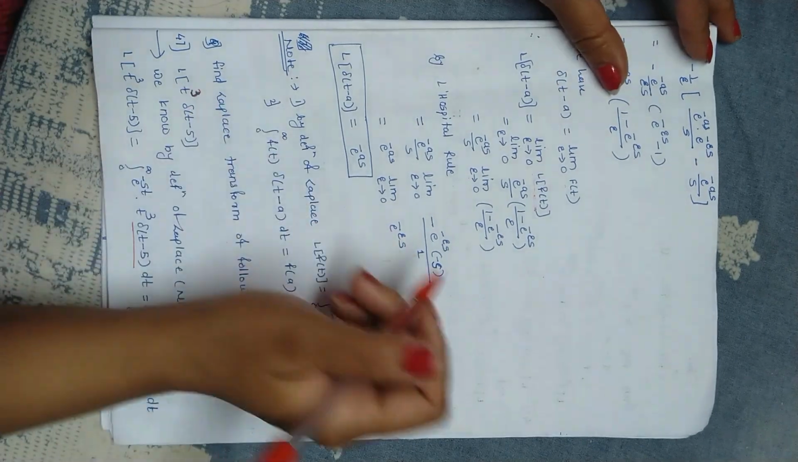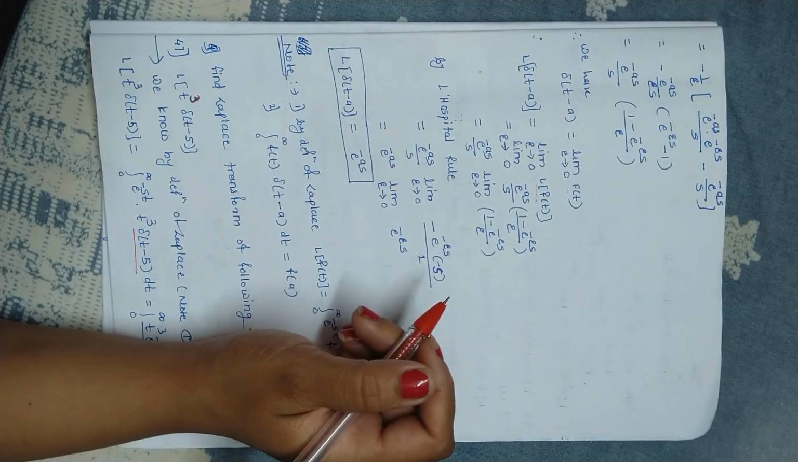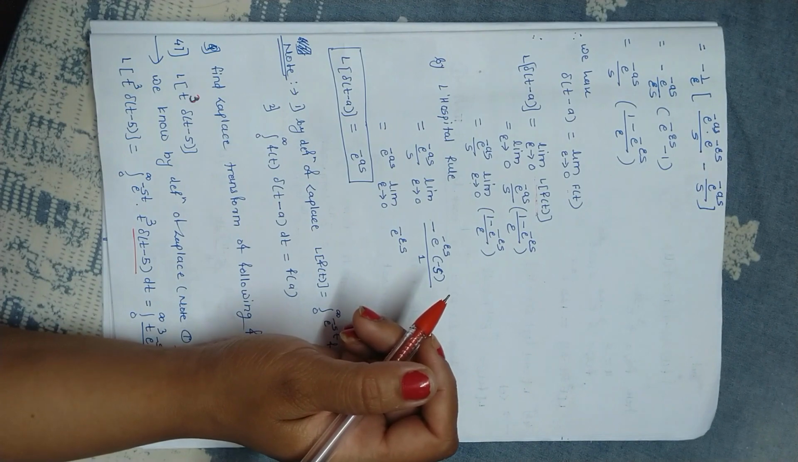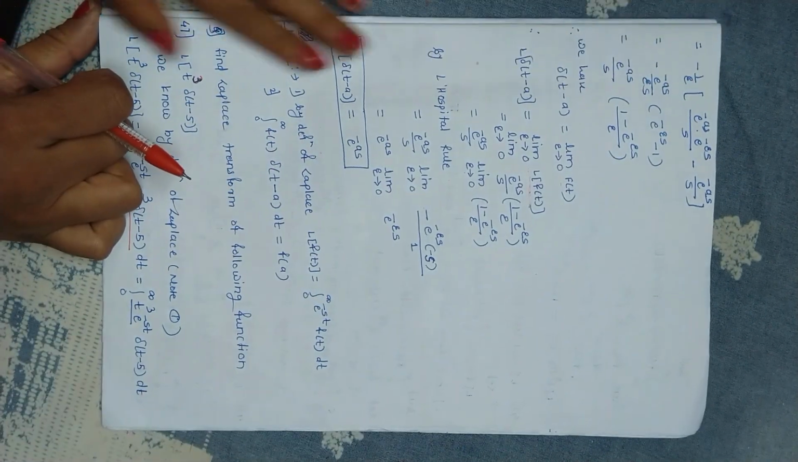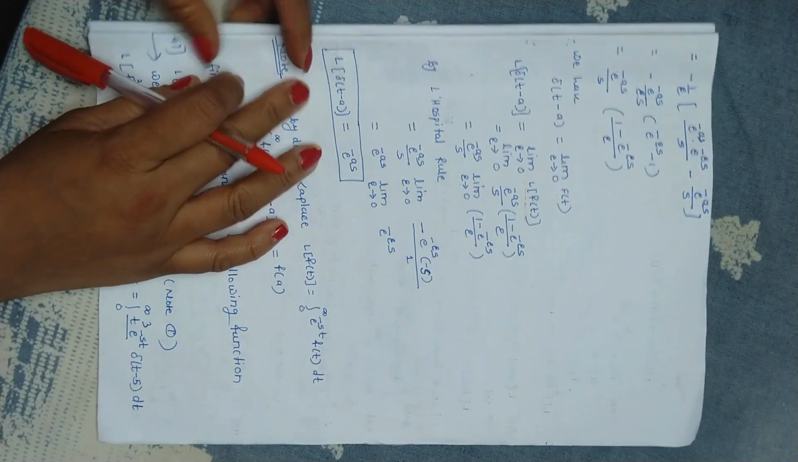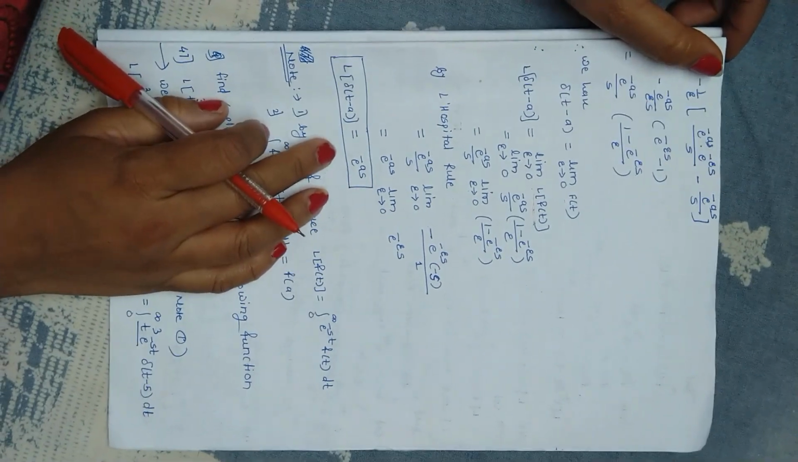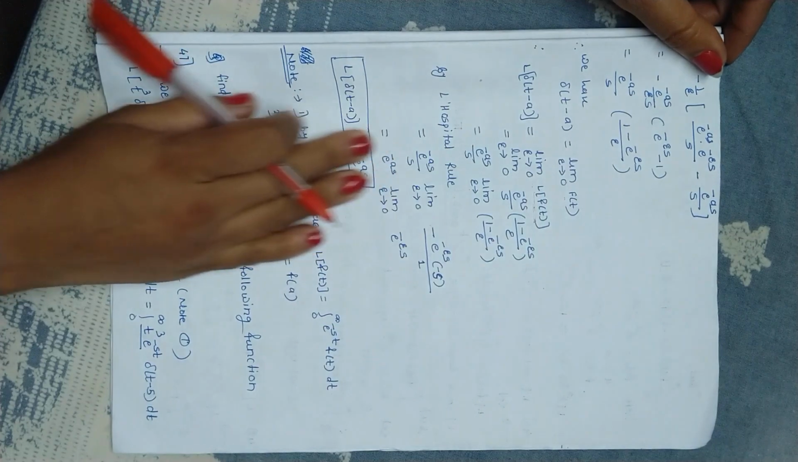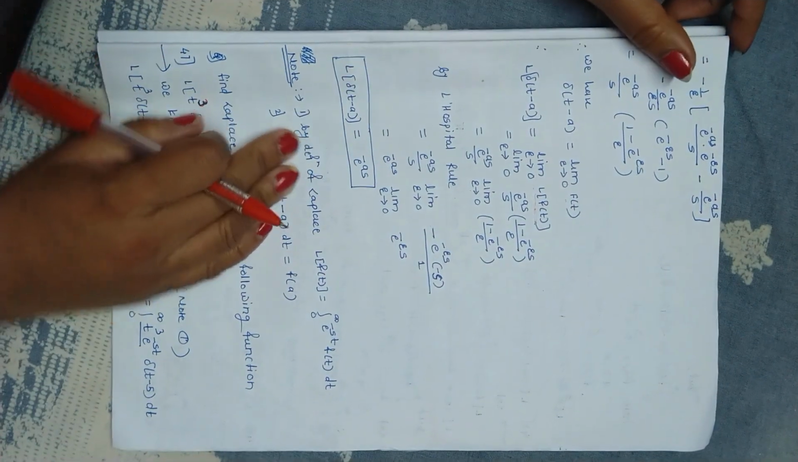Hello everyone. Let us consider now the next example. Before that, we have just studied the Laplace transform of the Dirac delta function, which is equal to e raised to minus as. This is its derivation. Okay.